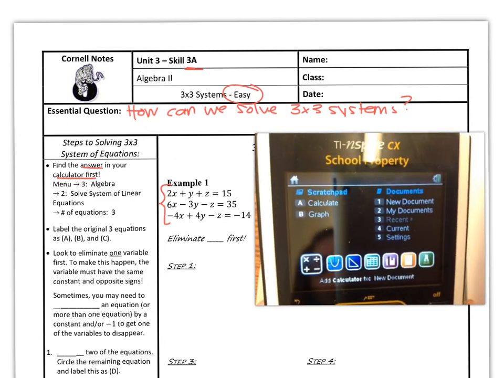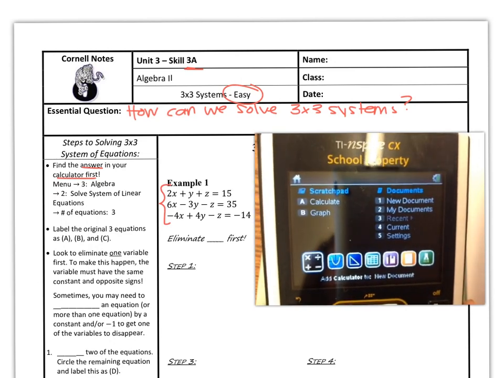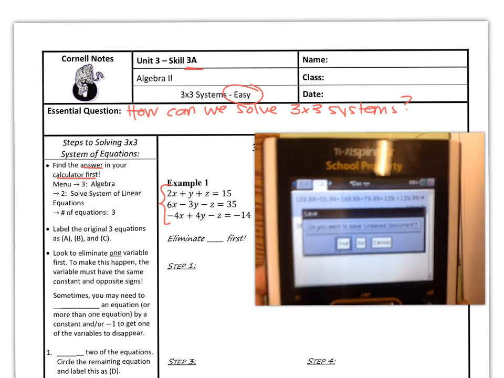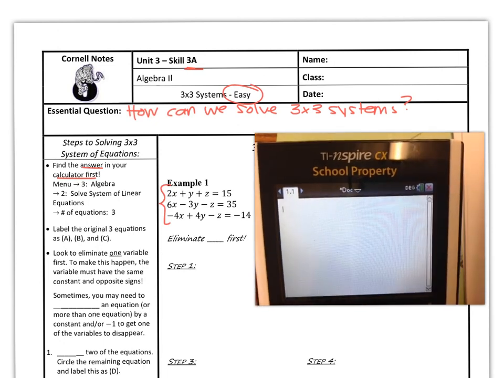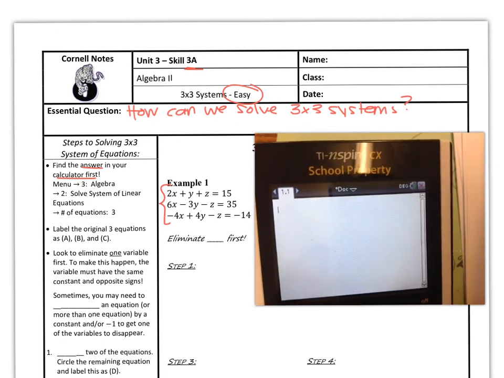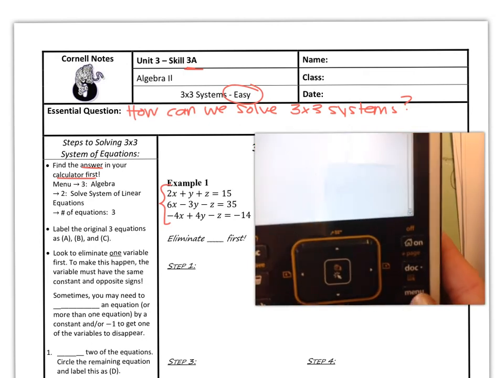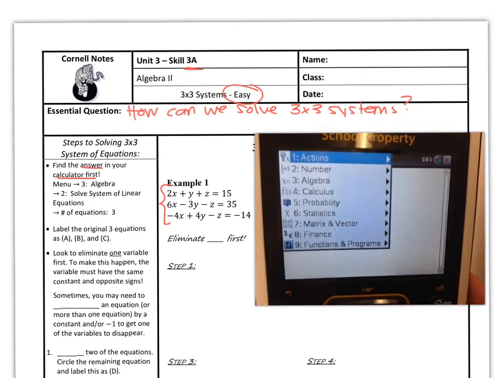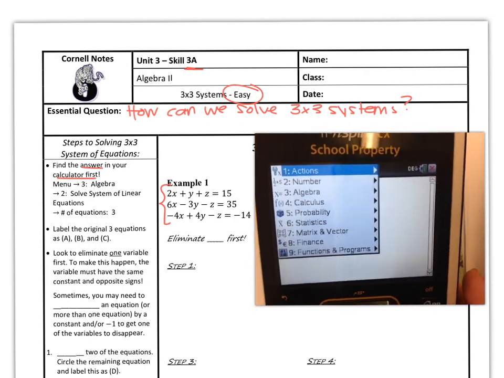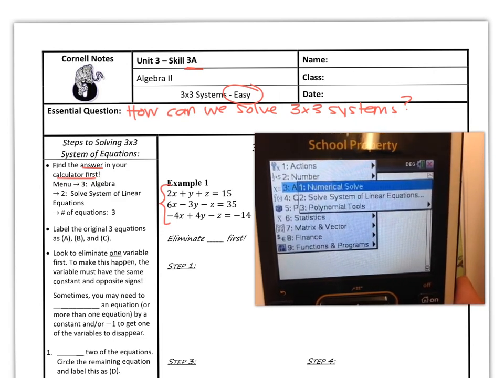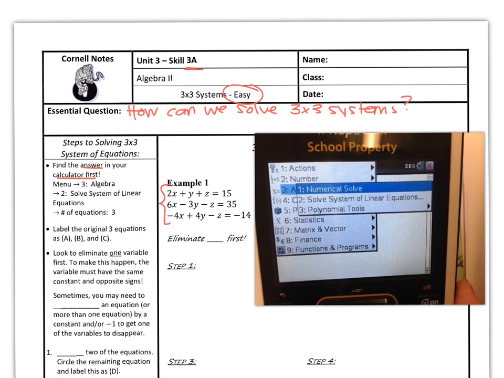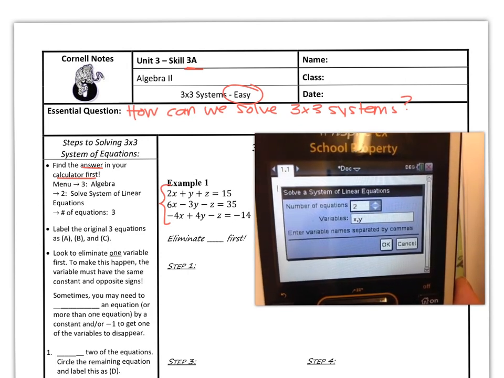Okay, so the first thing we're going to do is go to Calculate, or a new document with a calculator. I don't want to save the old document that I had, but I do want a calculator. Our first step is to hit Menu. That's this button right here, Menu. And then our steps off to the left say to hit 3 for Algebra, and then 2 for Solve System of Linear Equations. That's exactly what we're doing, solving a system of linear equations.